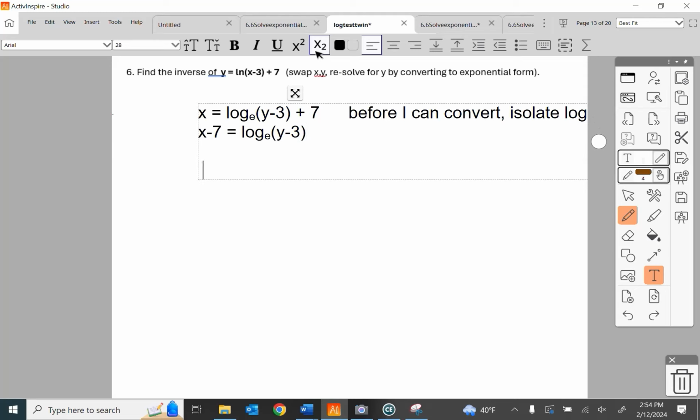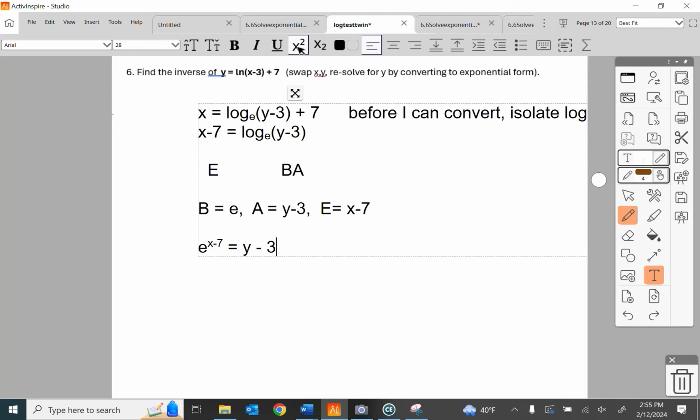Now identify my pieces. My base is the number e. My argument is y minus 3. And my exponent is going to have to be x minus 7. So e to the x minus 7 is going to equal y minus 3.